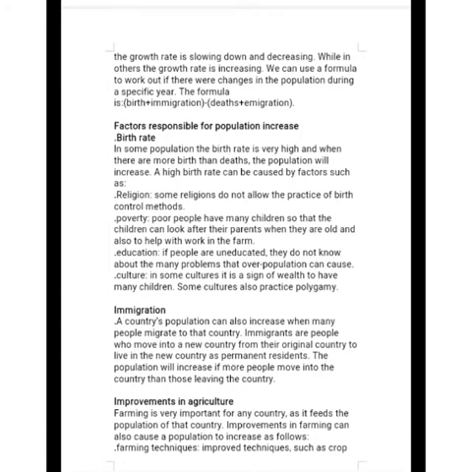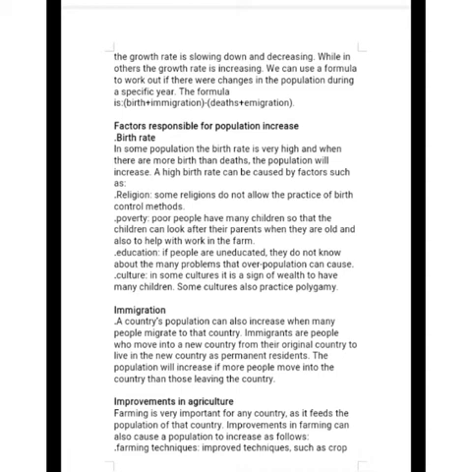Factors responsible for population increase. There are birth rate, immigration, and improvements in agriculture. Let's start with birth rate. In some populations, the birth rate is very high, and when there are more births than deaths, the population will increase. A high birth rate can be caused by a number of factors such as religion, poverty, education, and culture.